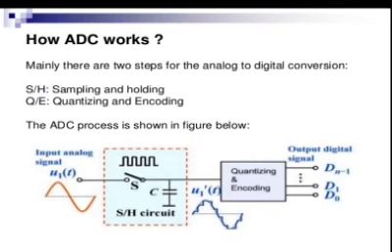This is how an ADC works. Mainly there are two steps for analog to digital conversion: sampling and holding, and quantizing and encoding. The ADC process is shown in the figure below.